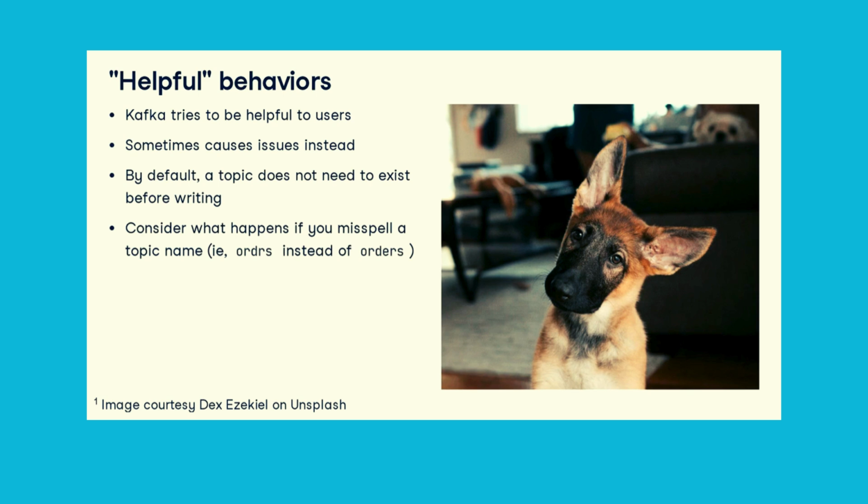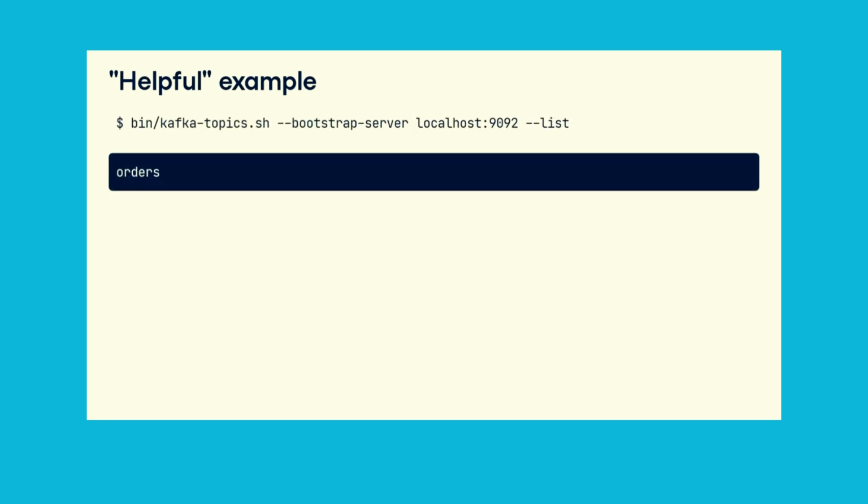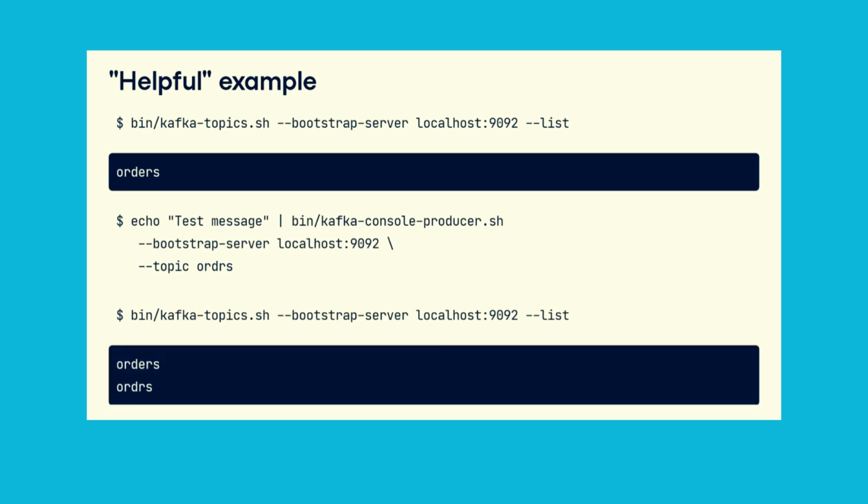Consider what would happen if a producer misspelled a topic name, such as orders without an E instead of orders. The events would be written to the wrong topic, and consumers would not see these events. Here's a concrete example. If we look at the list of topics, we'll see a single orders topic. Now let's send a message using echo and the Kafka console producer, but note that the topic is misspelled as ORDRS. Our message is written, but if we then check our topic list, we see that we now have two topics, orders and ORDRS without the E.